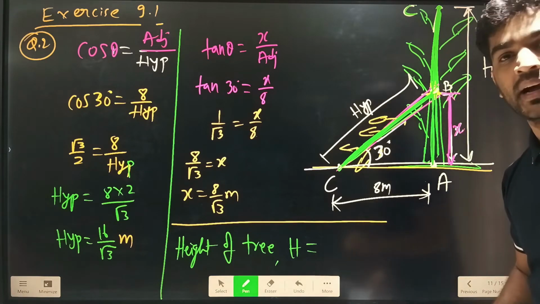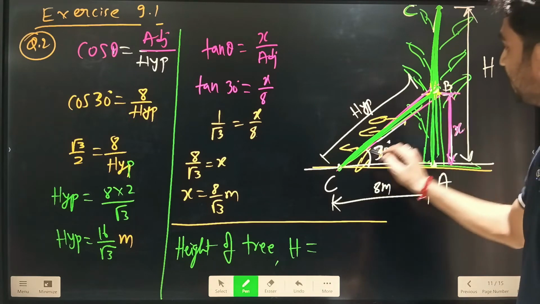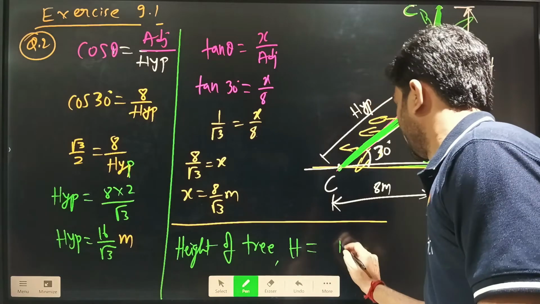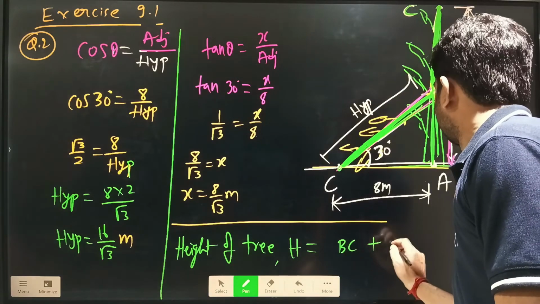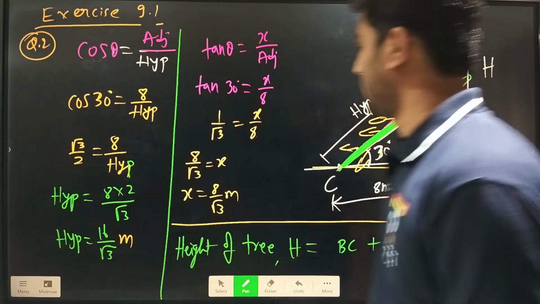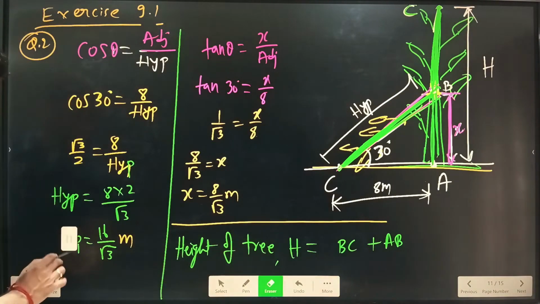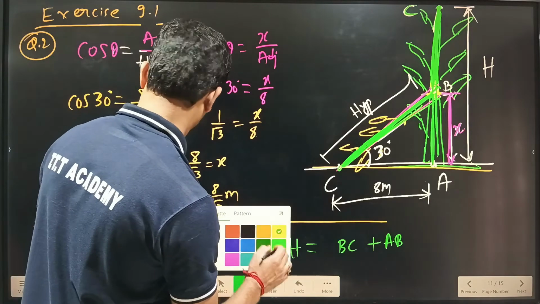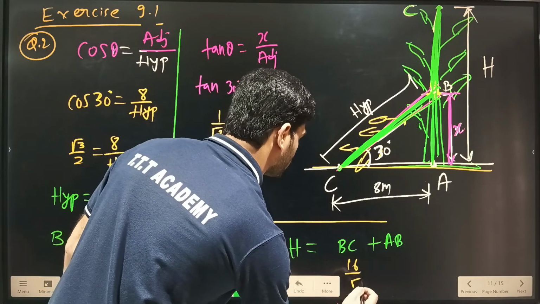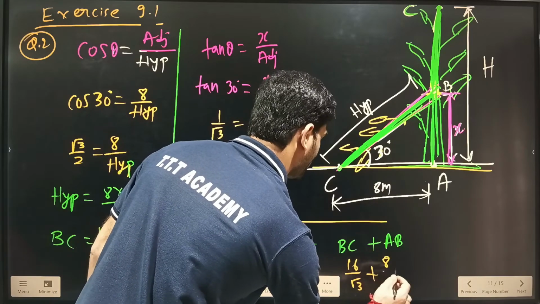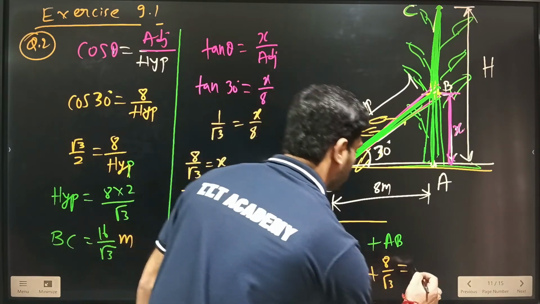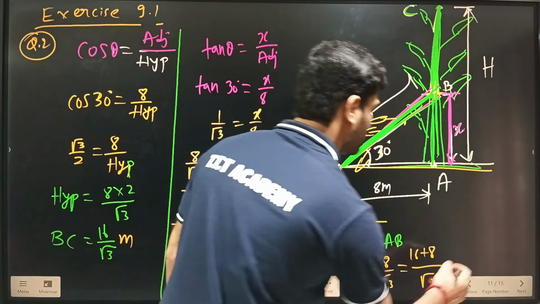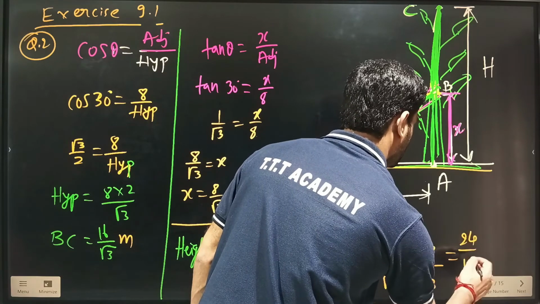Okay? Or else I can call it BC. So the hypotenuse side means BC, so BC plus AB. Correct? The hypotenuse side is representing BC. So the answer is 16 by root 3 plus 8 by root 3. Root 3 is common. 16 plus 8 is 24. So 24 by root 3.